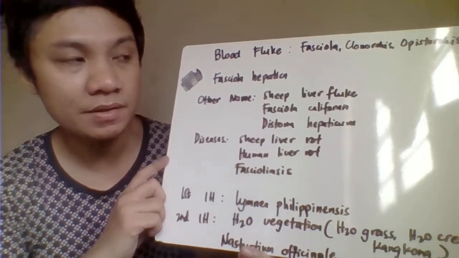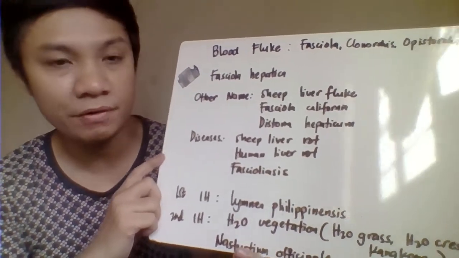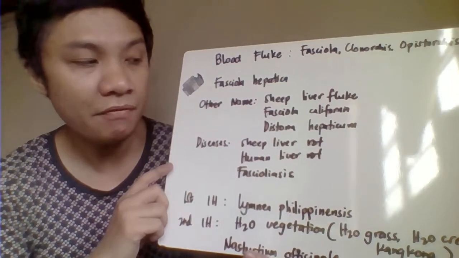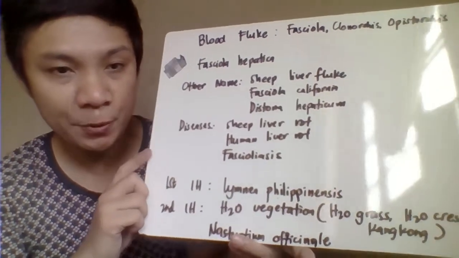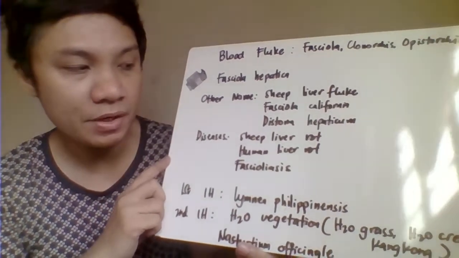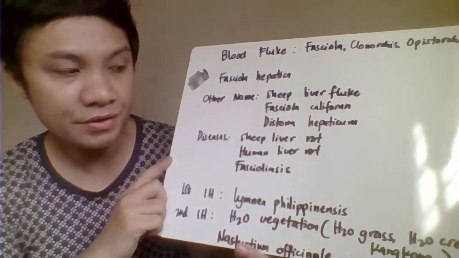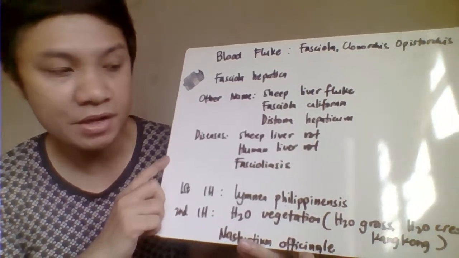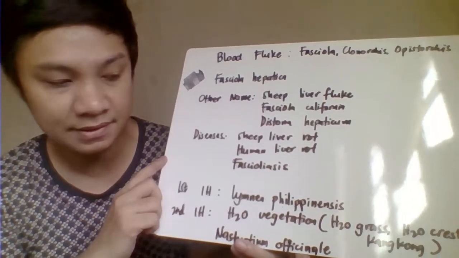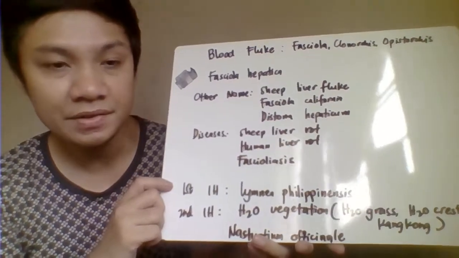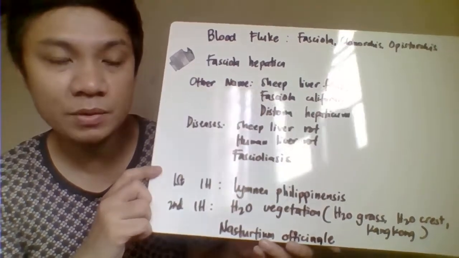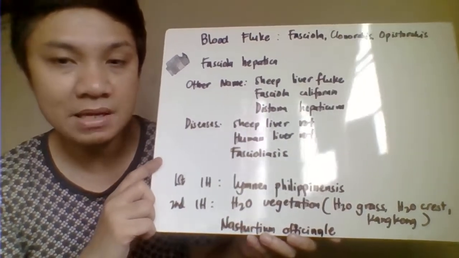Another name for this one is the sheep liver fluke, also called Fasciola californica, Distoma hepaticum. It causes sheep liver rot. We also have human liver rot, and we also have fascioliasis. Okay, the first intermediate host here would be the snail, which is Limnaea philippinensis.